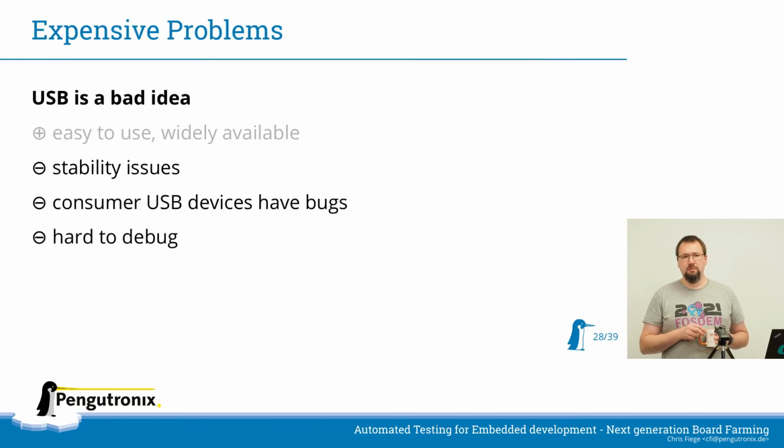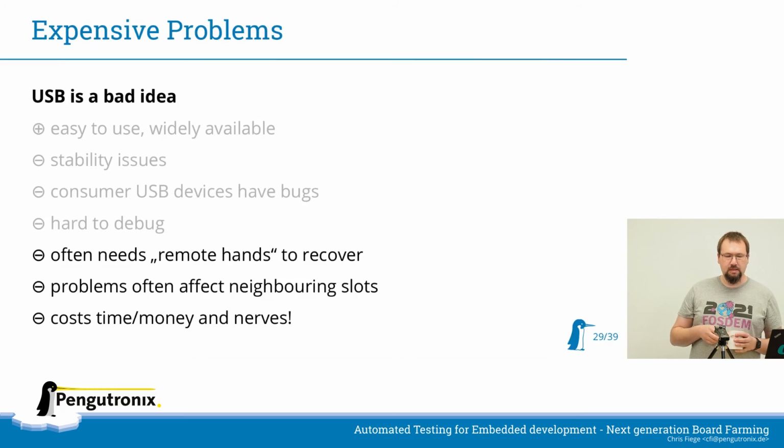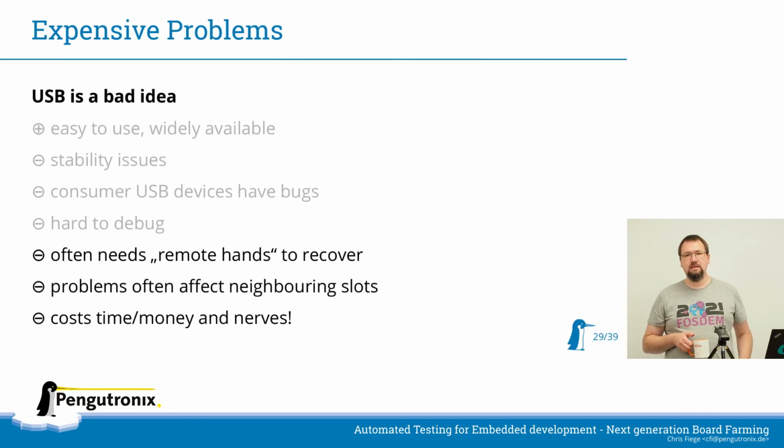And all these USB problems are usually hard to debug because you're not sitting next to your board. You have to remotely guess what the actual problem is on the other side. These problems often need remote hands or somebody that's really physically in the lab to recover, because you have to replug a USB device. And these problems tend to affect neighboring slots in the lab, because when one USB hub or a part of a USB hub is gone, then there are just a lot of USB devices failing. And these problems really cost a lot of time and thus a lot of money and a lot of developers' nerves.